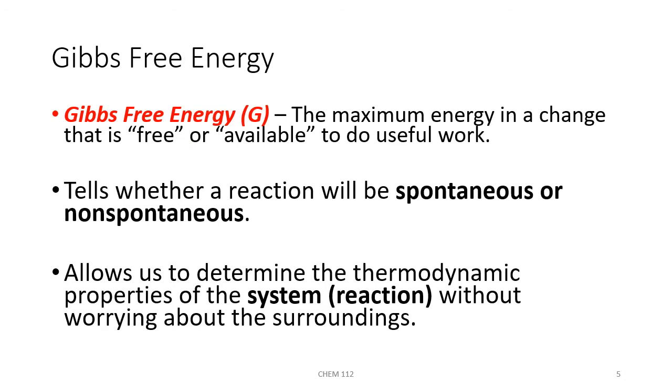The final formula that we derived brings us to something called Gibbs free energy, or G. This is the maximum energy in a change that is free or available to do useful work. It tells us whether a reaction will be spontaneous or non-spontaneous based upon its sign. It allows us to determine the thermodynamic properties of the system, which is the reaction we're interested in, and we won't have to consider the surroundings or the universe anymore. Gibbs free energy, or G, is equal to H minus T S. Since it's an energy, it has units of joules or kilojoules.